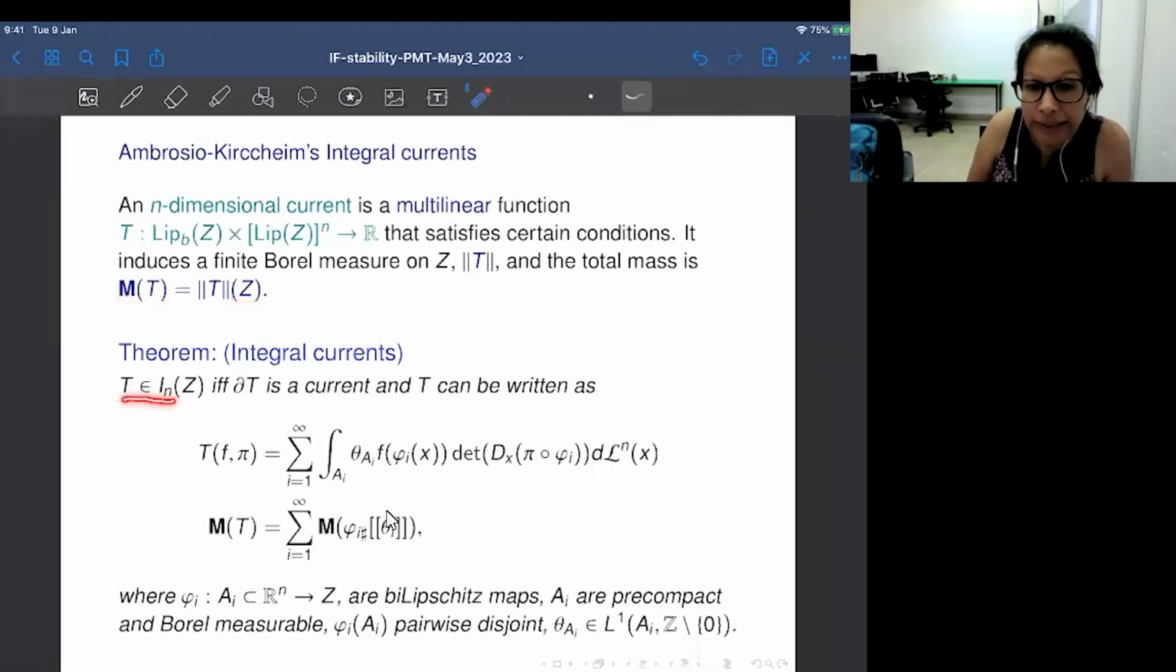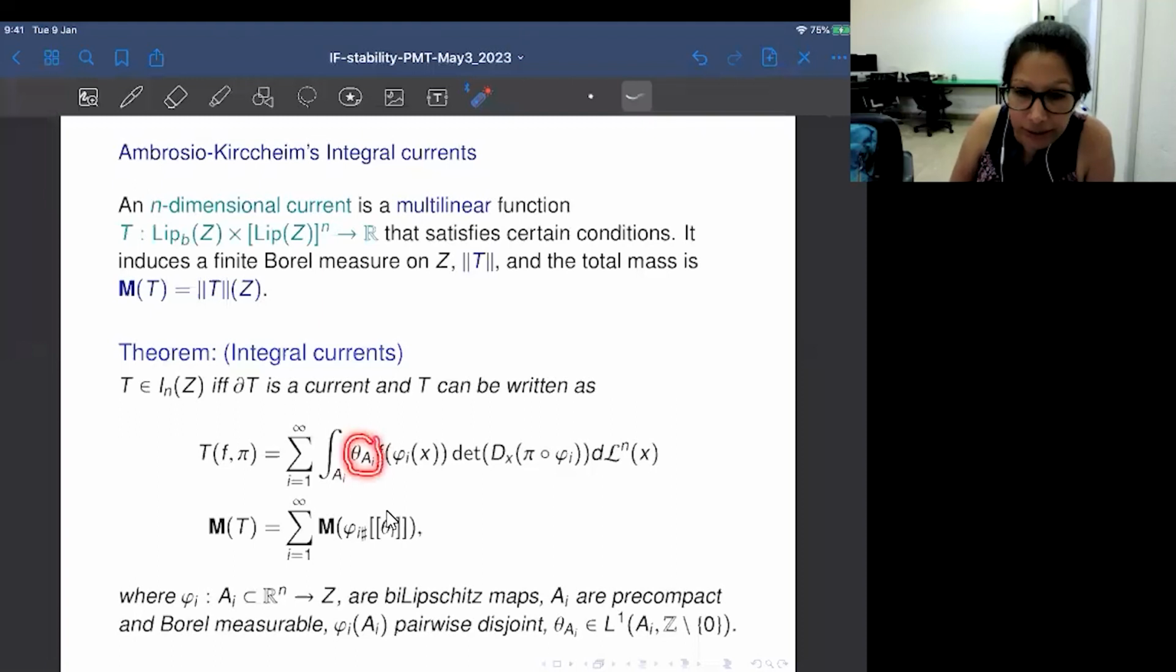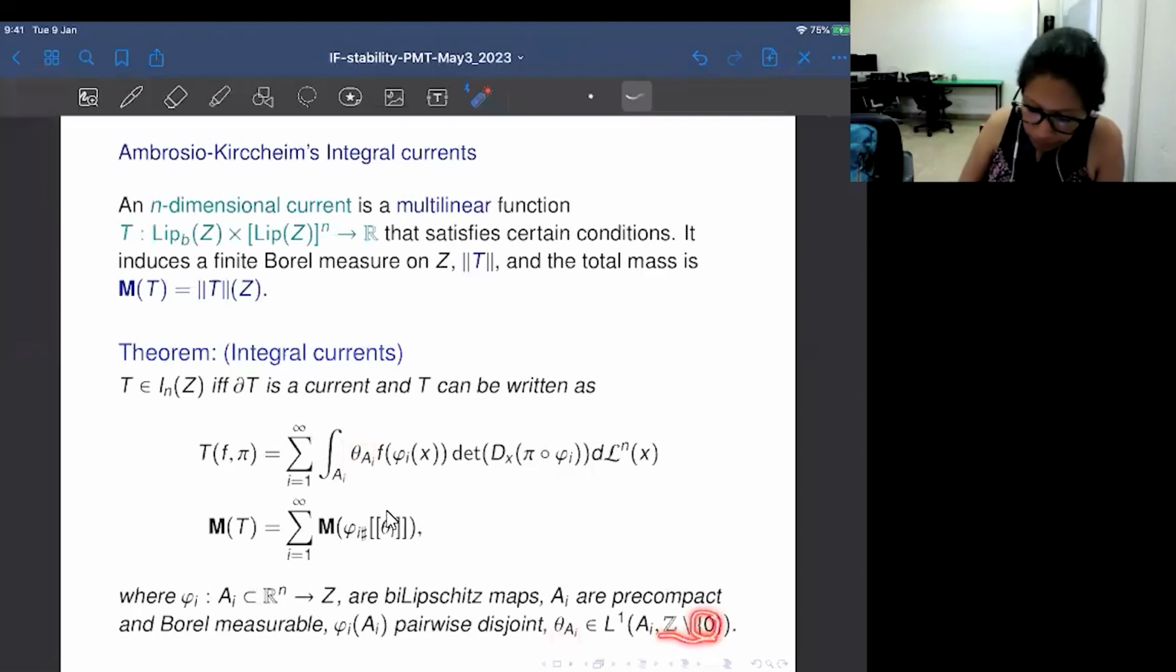So integral currents are going to be currents such that its boundary is a current, and they can be written in this way. So this way is the following. We have some weights here that I'm denoting by theta_i. These weights have to have integer values, non-zero. And then this function f, which is my Lipschitz function that is bounded, I put it here. So this is like the weight of the integral.